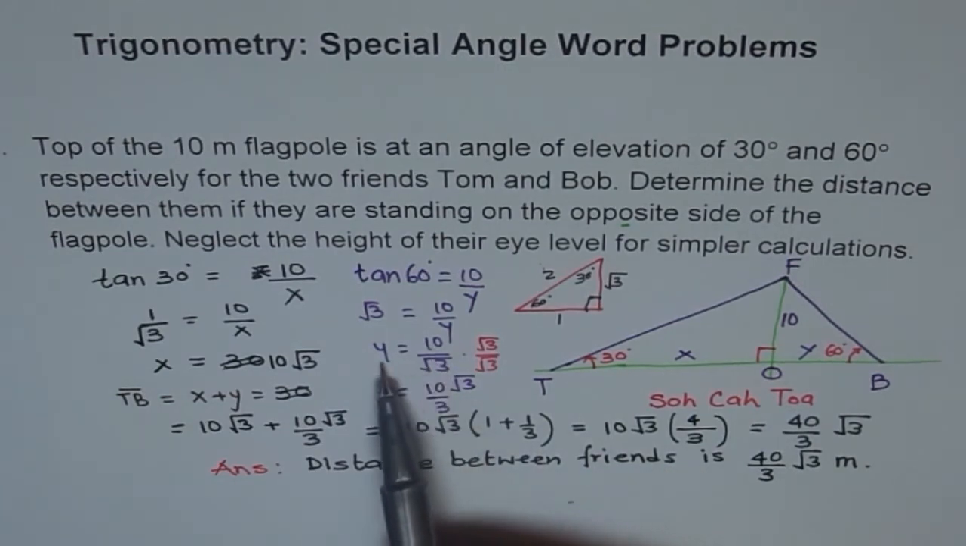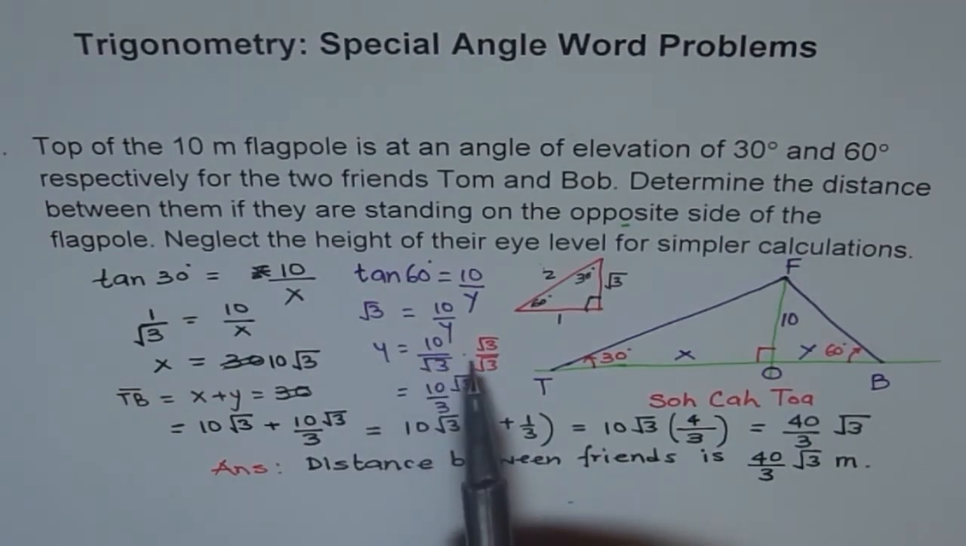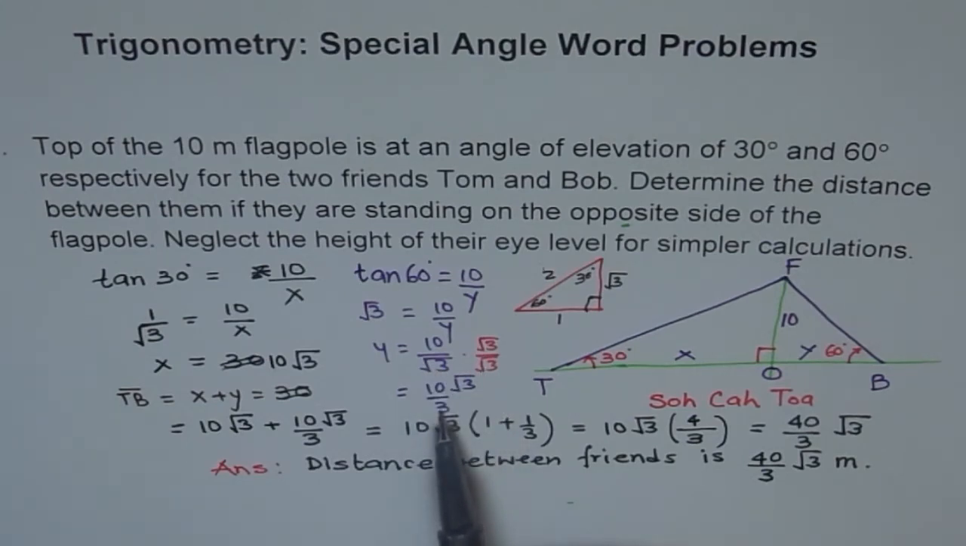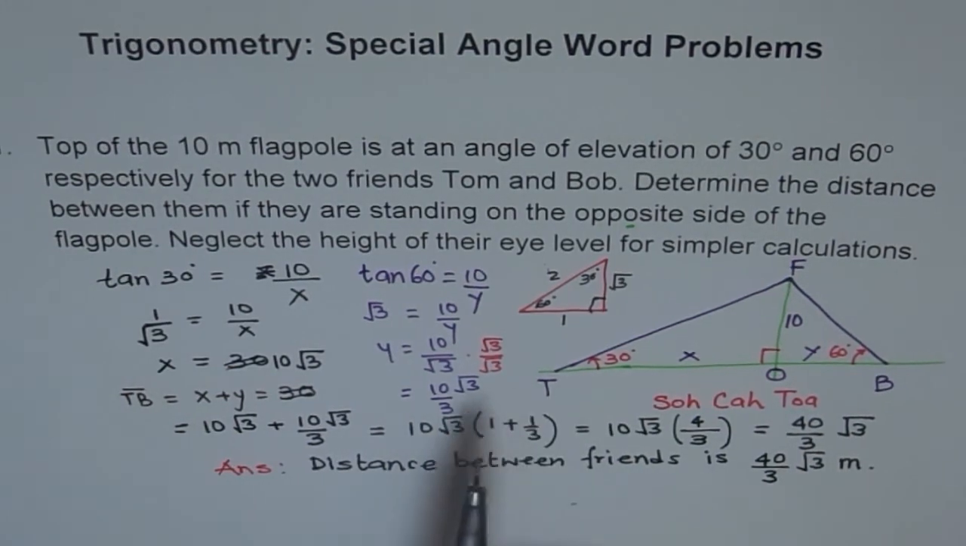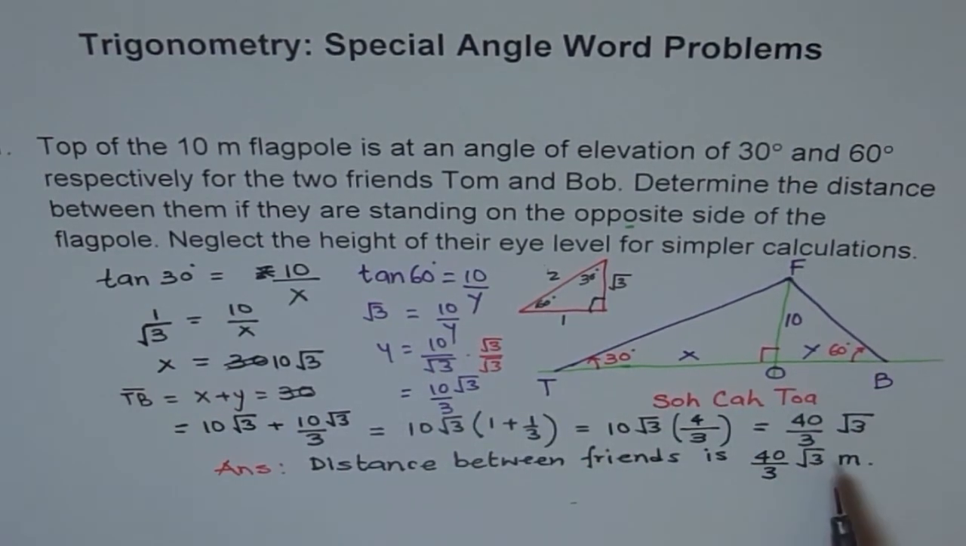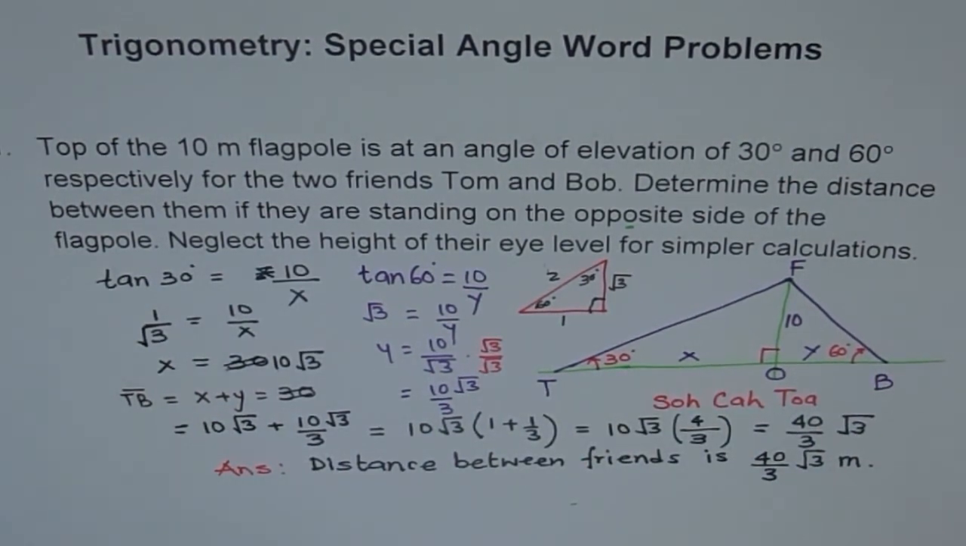Now here, when we get y equals 10 over square root 3, we could multiply and divide by the radical square root 3. Now, square root 3 times square root 3 is 3, and therefore we got rid of the radical from the denominator. It is always a good practice to write your answer without any square root or radicals in the denominator. That is important, even if not specified. Now we got this y value, and to find the total distance, we added x and y and got our result. I hope you appreciate the method and understand the approach.